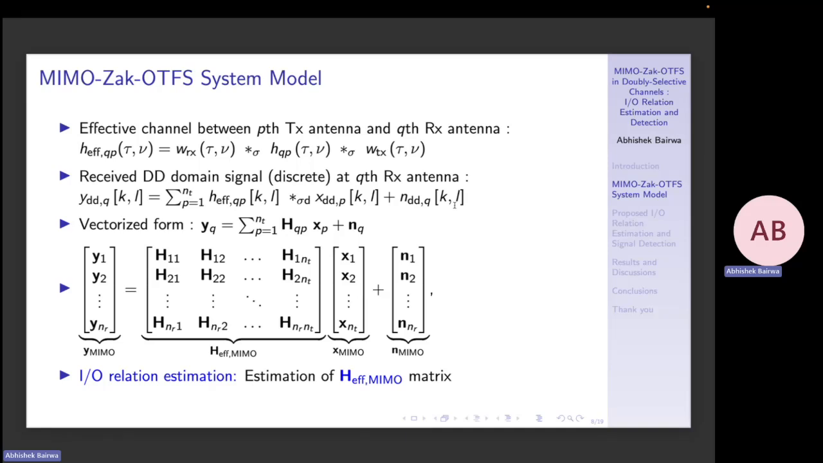We can obtain the received signal in discrete domain at the qth receiver antenna by summing up all the transmitted symbols from all the transmit antennas. Then we can vectorize this equation, and we obtain y_q is equal to summation p equal to 1 to N_T H_qp x_p plus n_q. H_qp is the effective channel matrix between the qth receiver antenna and the pth transmitter antenna. We can combine all these equations and obtain y_MIMO is equal to H effective MIMO x_MIMO plus n_MIMO, which gives the compact relation between all the transmitted symbols and all the received symbols. By IO relation estimation, we mean that we want to estimate this H effective MIMO matrix.